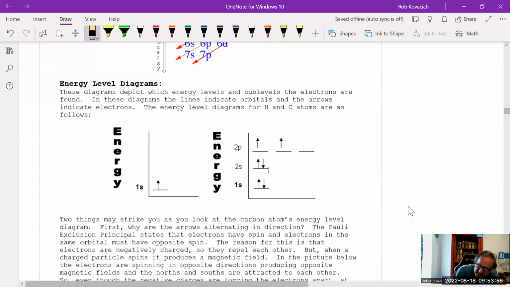Why? Because these electrons are still pushing away from each other. They're still negatively charged. And so as long as it doesn't take any more energy to move to a different spot, then they will move to a different spot. So if I was talking about nitrogen, the next electron would be here.